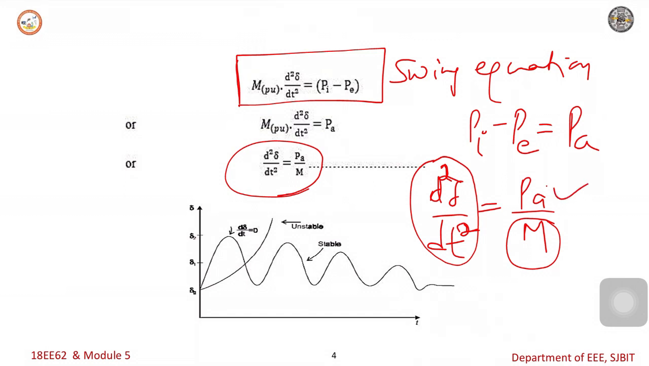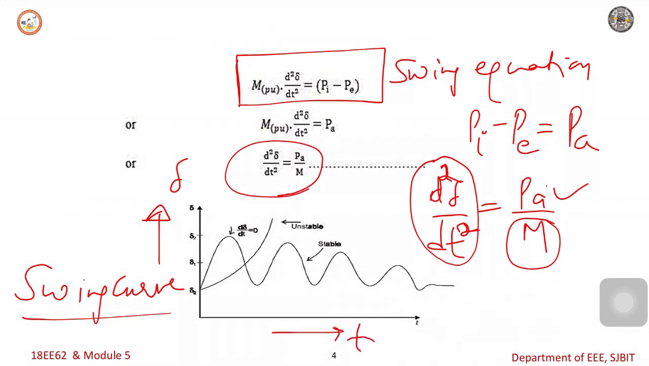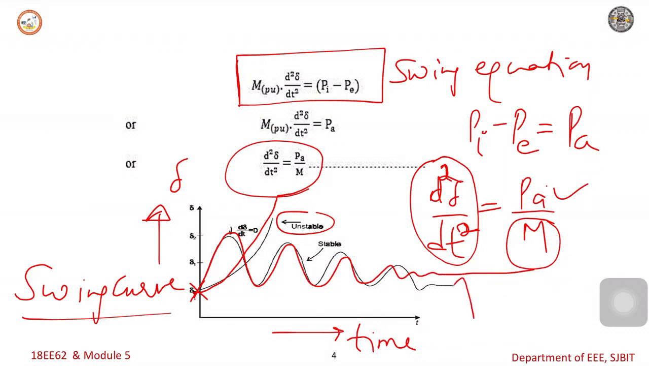Here we have written the swing curve. The swing curve is a plot of the variation of delta with respect to time. As you see here, initially the machine is at some speed, for which you get delta naught. If the delta value varies unboundedly like this, then it is unstable. If the delta value increases and oscillates and comes to some steady state, then we say that the system is stable. So, you can analyze the stability aspects by having the swing curve.